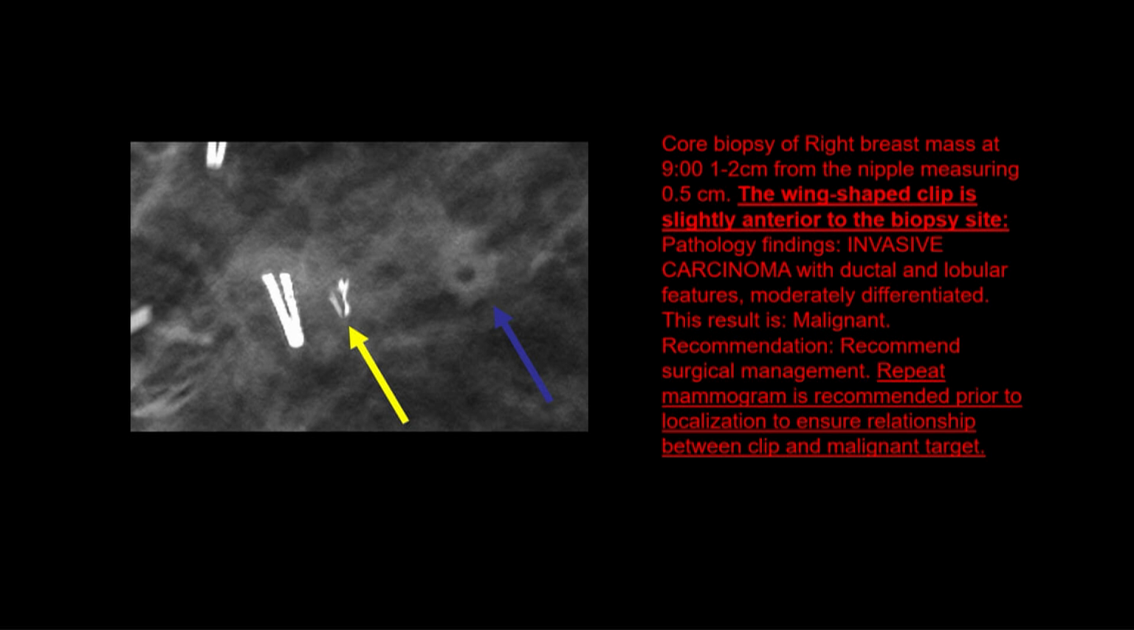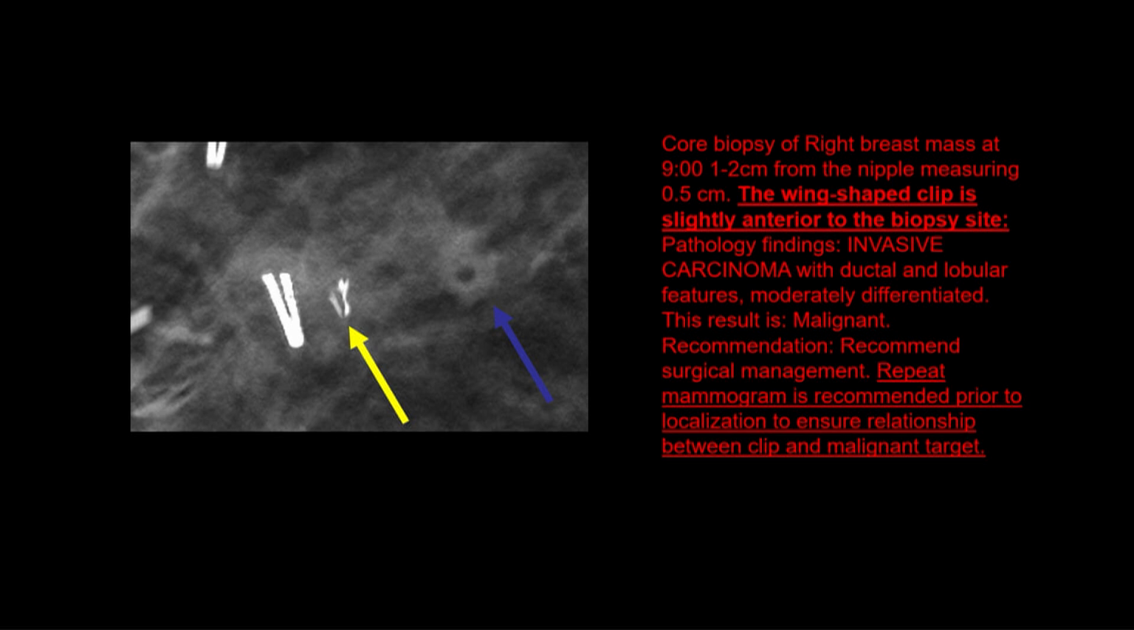So in this case, you can see here is the clip. This is a wing clip, and this is the mass with a focus of gas within it. So the addendum to the dictation said, the wing-shaped clip is slightly anterior to the biopsy site. Pathology findings are invasive carcinoma, ductal and lobular features, moderately differentiated.